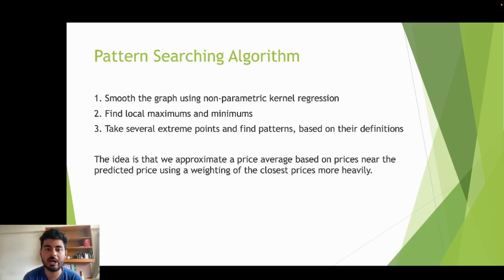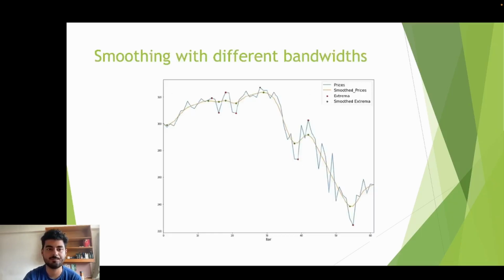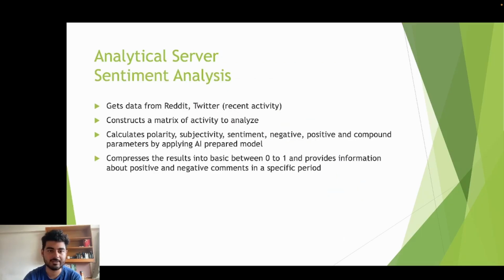So our pattern searching algorithm follows 3 steps. First is smoothing the graph using non-parametric kernel regression. Second, finding local maximums and minimums. And then third, taking several extreme points and finding the patterns based on their definition. So as you can see in this graph over here, we have our prices, which have been smoothed, and then the smoothed extrema has been used to find the patterns.